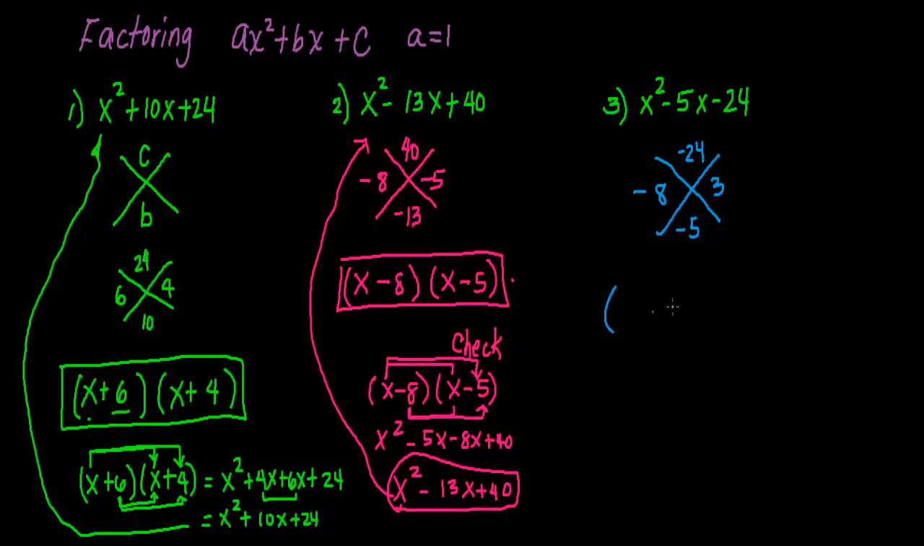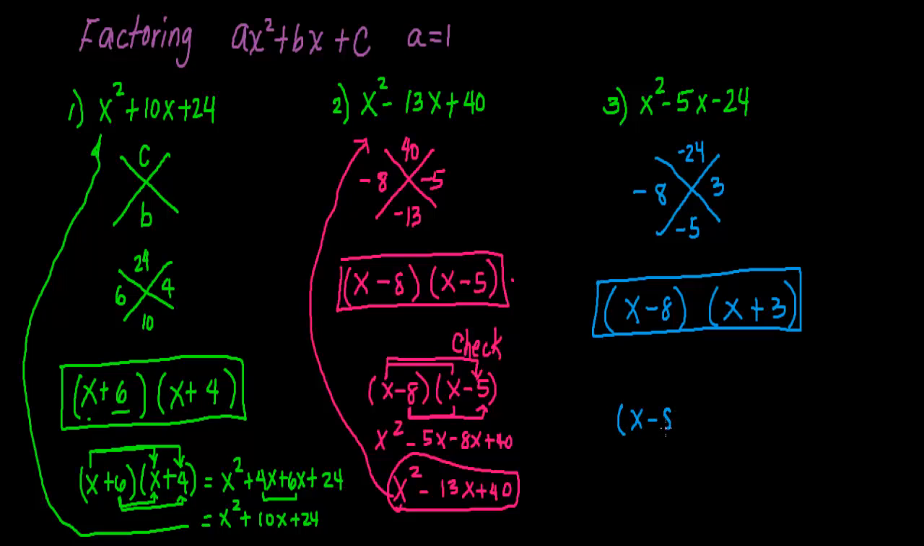So let's do our setup. Here's our setup. I have x times x, and I have negative 8 plus 3. And this is your answer. And again, you can check by doing FOIL. Let's check just to make sure. X times x, x squared. X times positive 3, 3x. Negative 8 times x, minus 8x. And negative 8 times positive 3, negative 24.